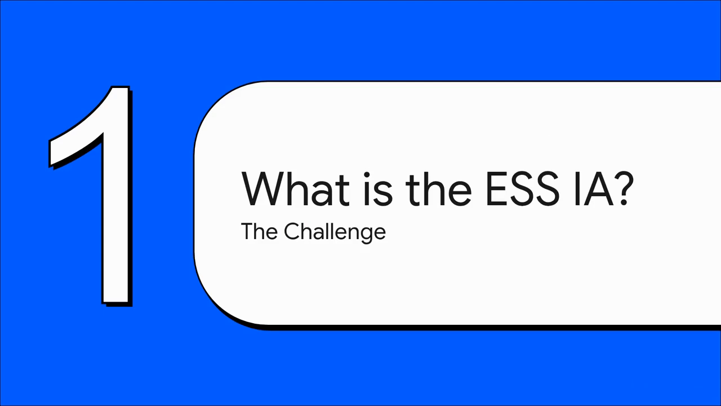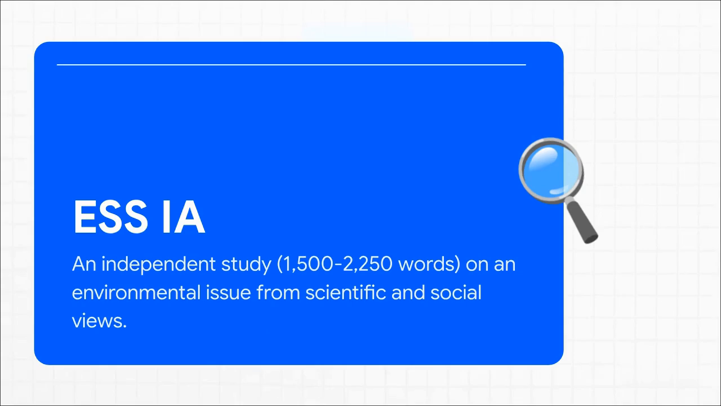First things first, what exactly is the ESS IA? Okay, so at its heart, this is your shot to be a real independent researcher. And here's the cool part. You're not just doing some lab experiment. You're digging into a real environmental issue from two angles, the hard science and the human side of things. You know, the economics, the politics, the ethics. That connection, that's what makes the ESS IA so unique.